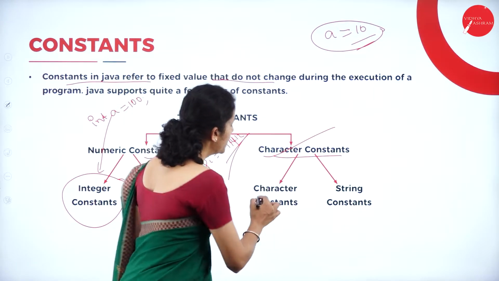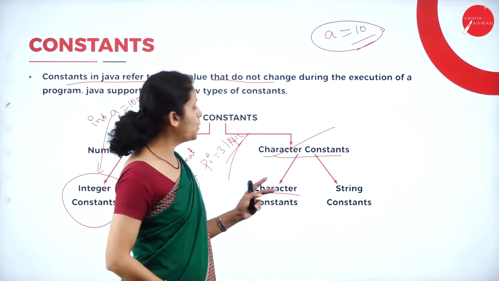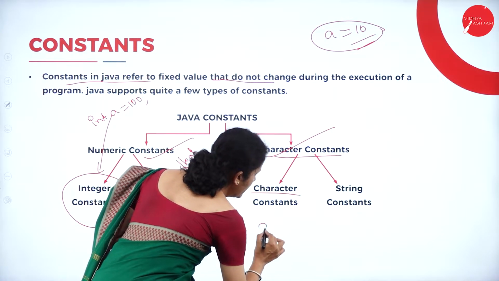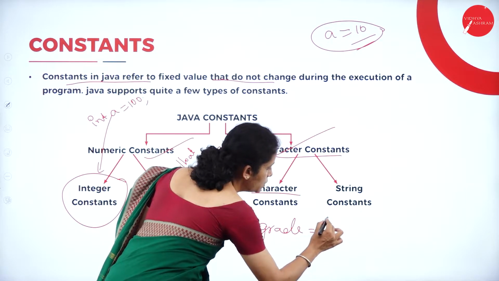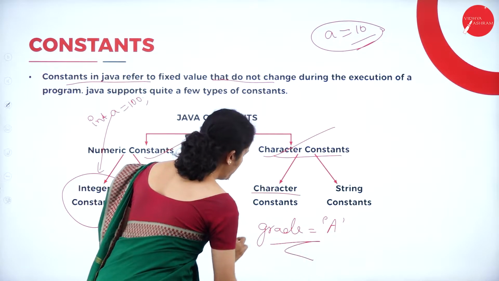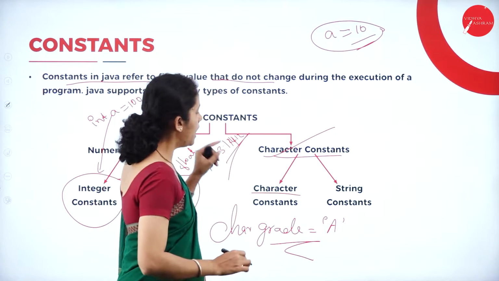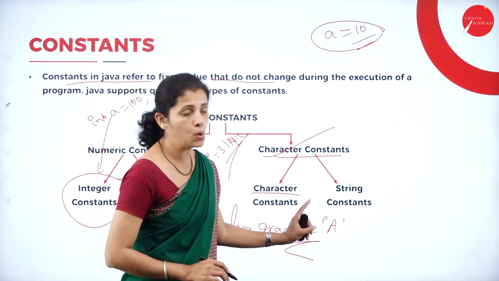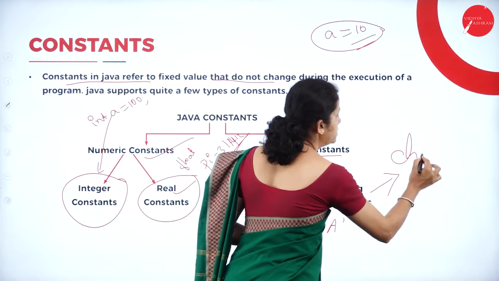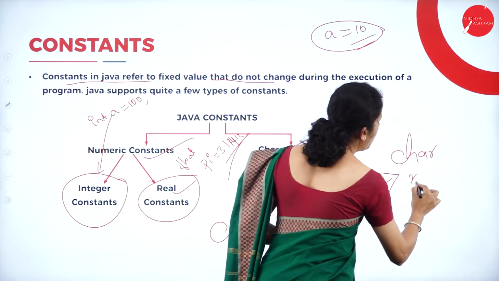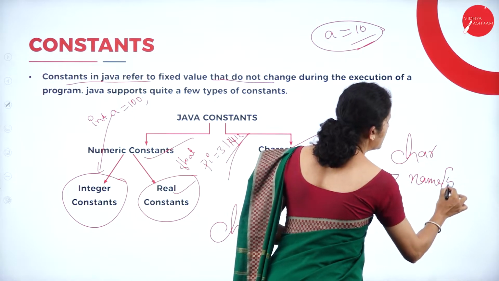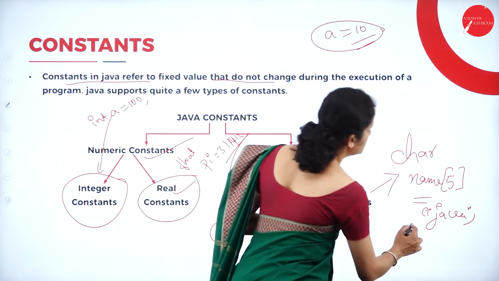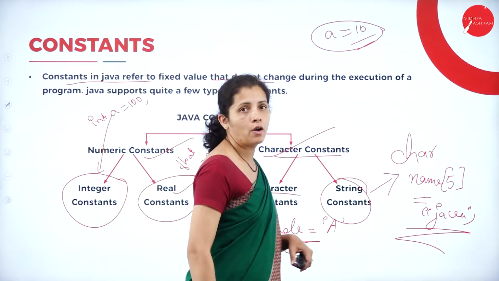Now, if I consider character constant, what is the size of a character? It is only 1 byte. Now, if I write grade equal to 'A', then this is an example for character constant, and make sure that all the character constants are written inside single quotes. Now for string constant, I'm going to create an array of string and assign Java. So dear student, this is the example for string constant.